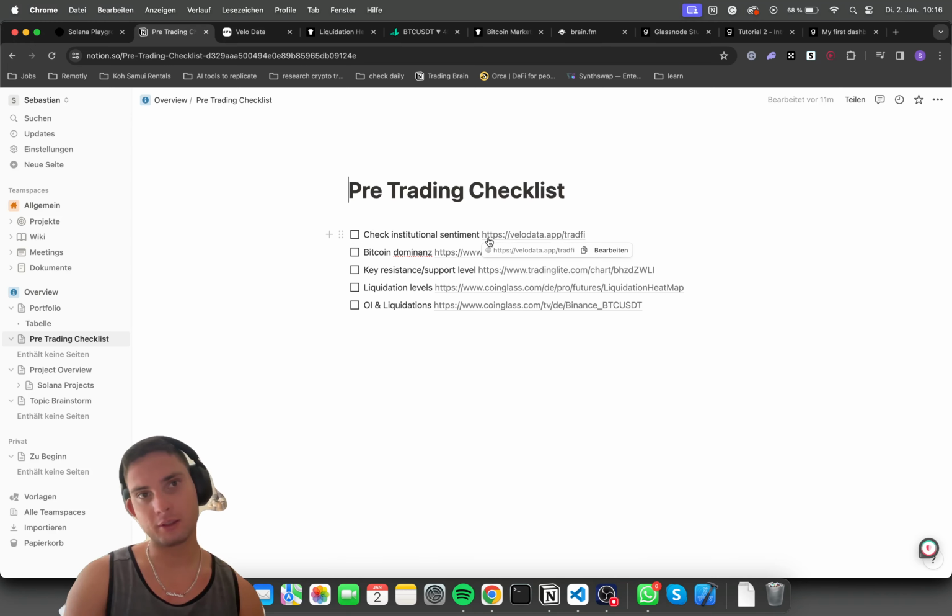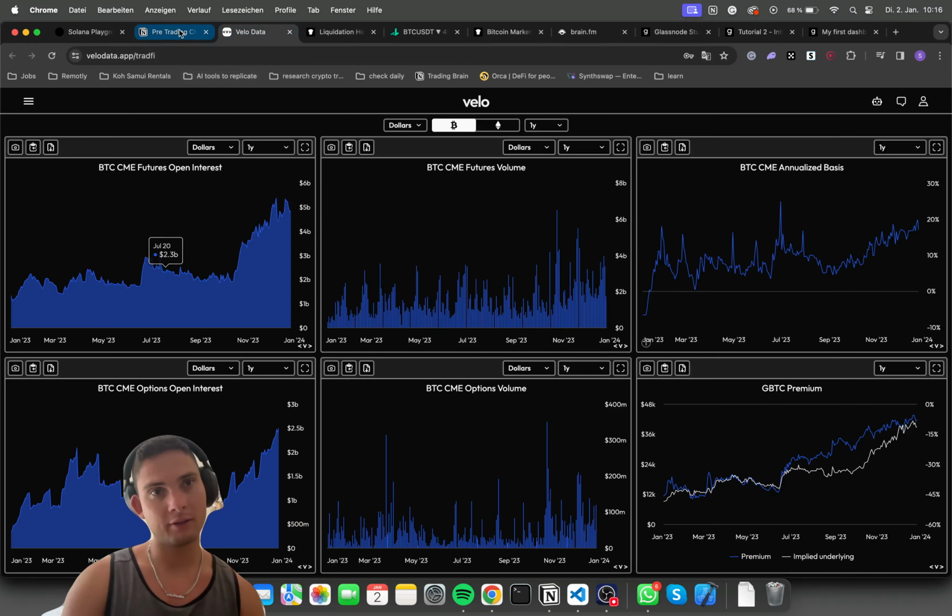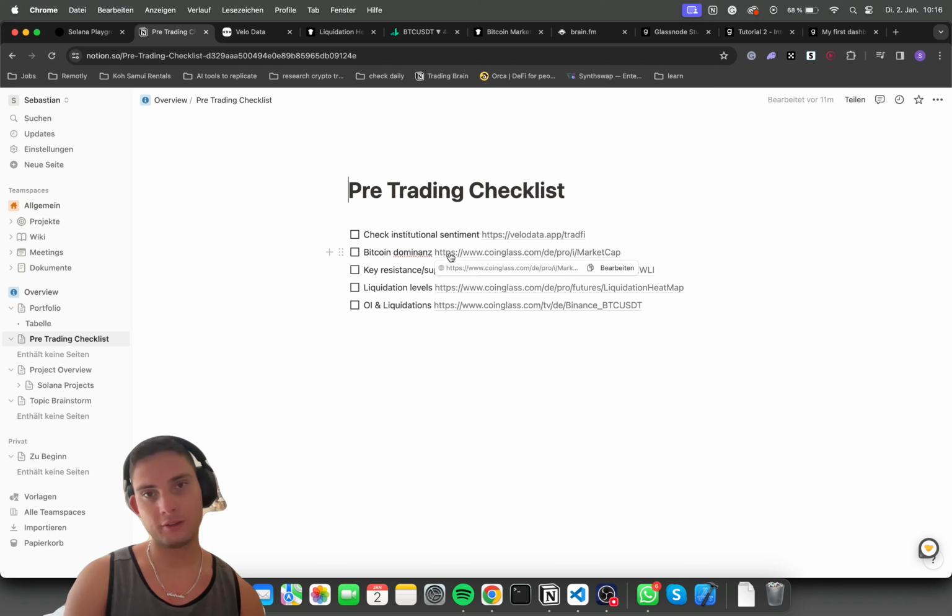Check institutional sentiment. That's the CME data. Bitcoin dominance, just to decide whether to move funds more into altcoins or just stay with Bitcoin, Ethereum, maybe Solana.